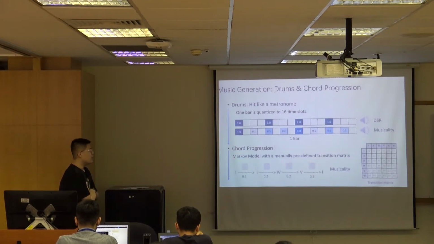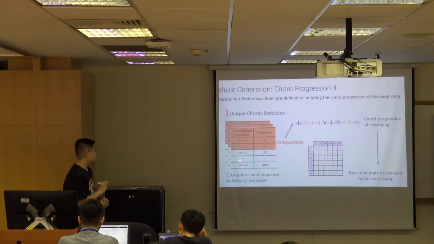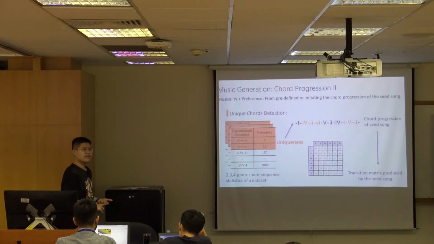The basic idea of chord progression generation is based on a Markov model. So it always starts from chord 1, then it will generate the following chords one by one according to a predefined transition matrix. This is to guarantee the musicality, and it is defined in the baseline model. But besides musicality, we also want to satisfy the music preference of the users. So we want to change it from a predefined transition matrix to imitating the chord progression of the seed song.